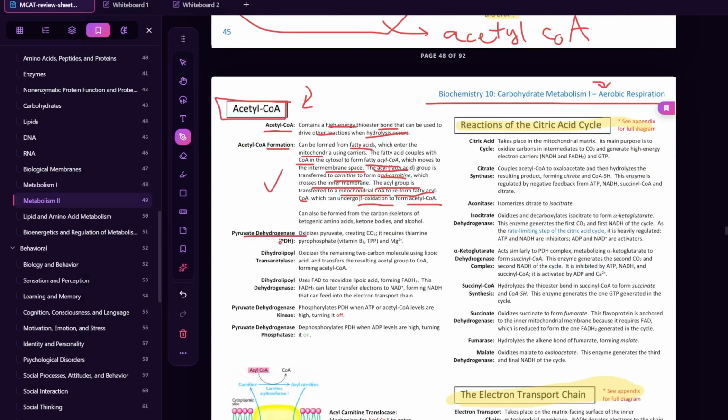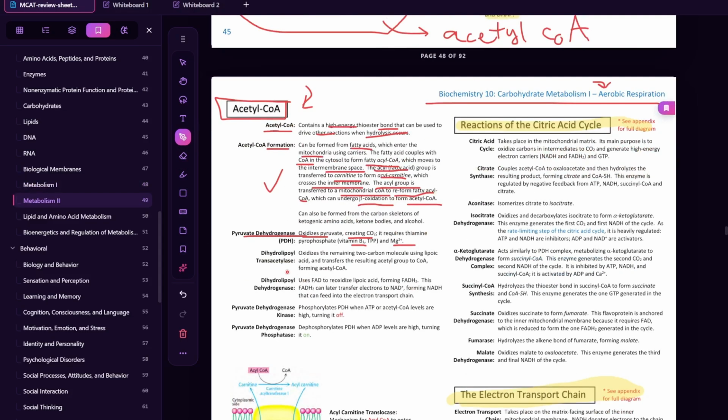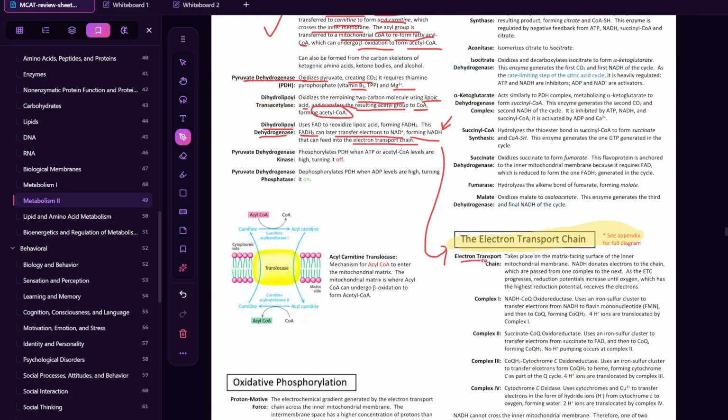Pyruvate dehydrogenase, which we were just talking about up here, is able to oxidize pyruvate, creating CO2, and it uses thiamine, vitamin B1, and magnesium 2+. Then dihydrolipoyl transacetylase oxidizes the remaining 2 carbon molecule using lipoic acid and transfers the resulting acetyl group to CoA, forming acetyl-CoA. Dihydrolipoyl dehydrogenase uses FAD to reoxidize lipoic acid, forming FADH2. This FADH2 can later transfer electrons to NAD+, forming NADH. Now it's an electron carrier that can feed into the ETC, the electron transport chain.